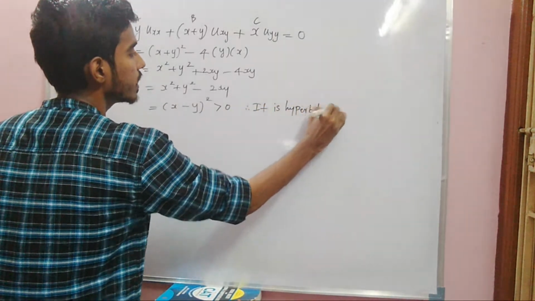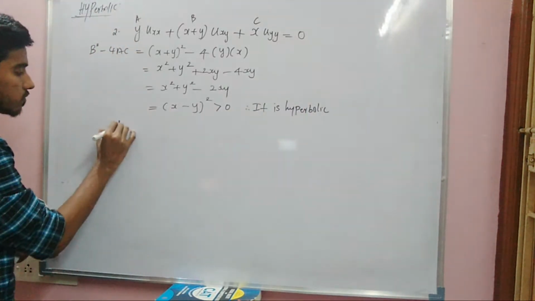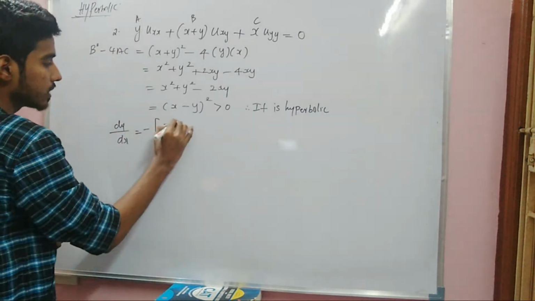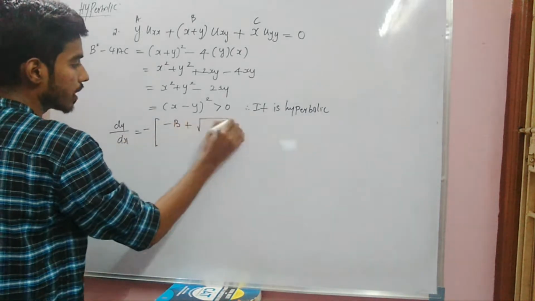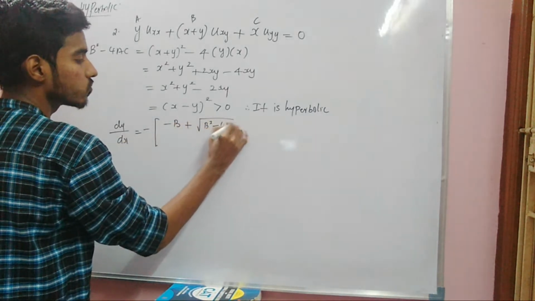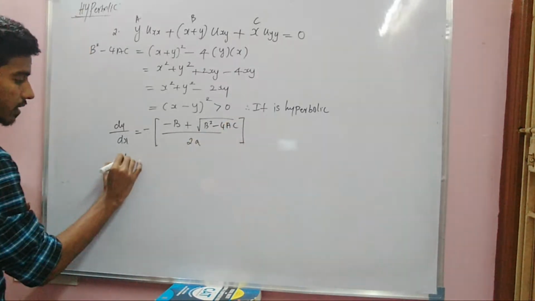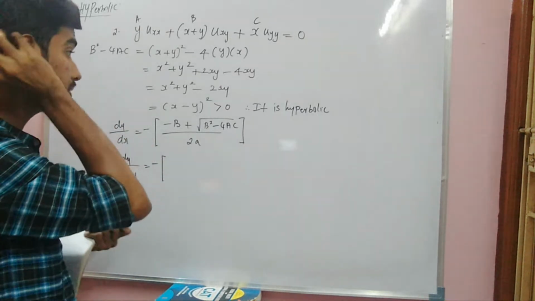Now we need to find the characteristics, right? So first characteristics: dy by dx is equal to minus half, minus b plus square root of b square minus 4ac, divided by 2a. So this will be dy by dx is equal to minus half. So what will be minus b?